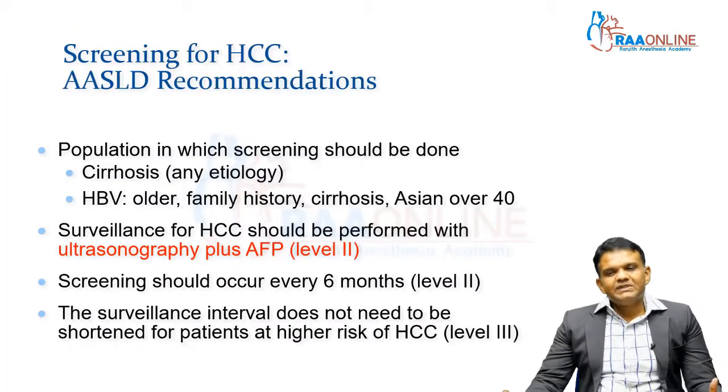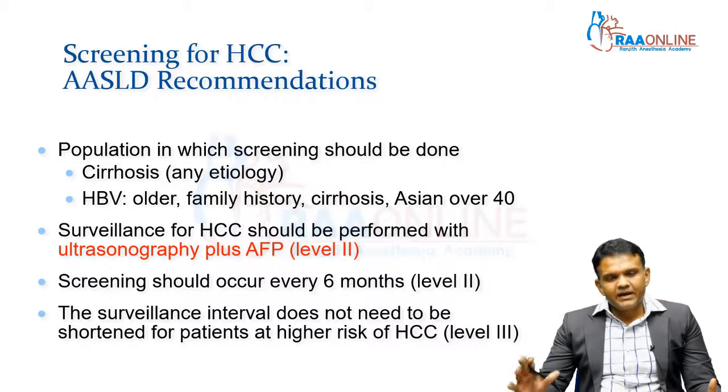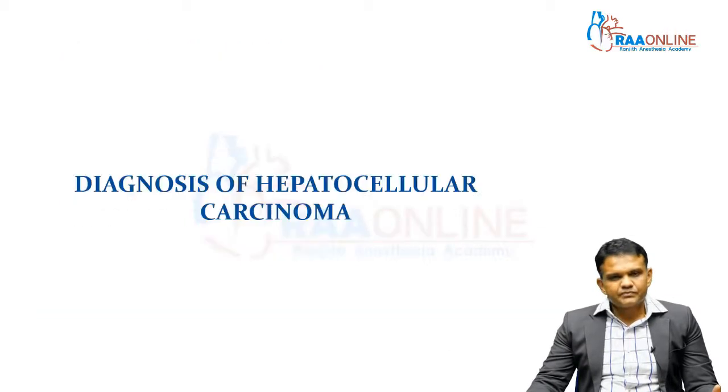The population in which screening should be done is the targeted population, which means the cirrhotic and hepatitis B virus patients, and we need to do an AFP also. In level 2, screening can be done every 6 months, while in level 3, who are at higher risk, screening can be done every 3 months.